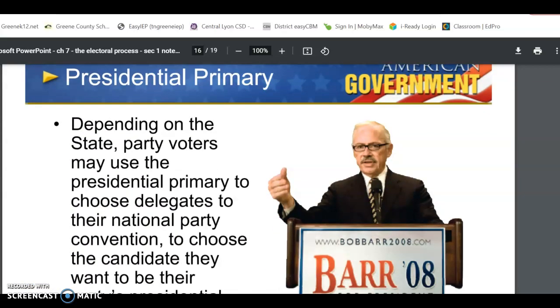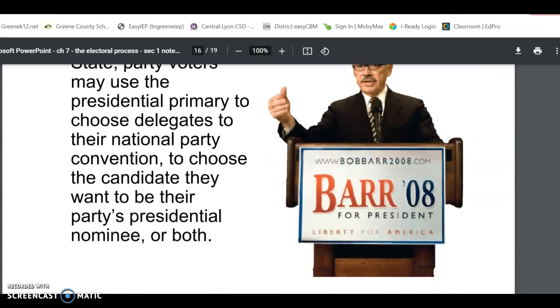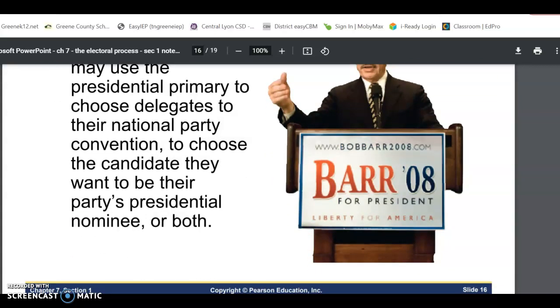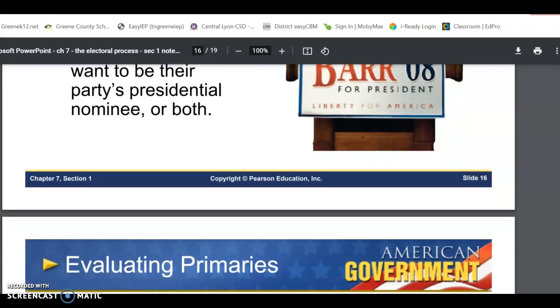The other kind of primary is a presidential primary. Depending on the state, party voters may use the presidential primary to choose delegates to their national party convention, to choose the candidate they want their party to be. I don't think Tennessee does that. I don't ever recall seeing that on a ballot. And then it's also to choose their party's presidential nominee, obviously, or it could be both.